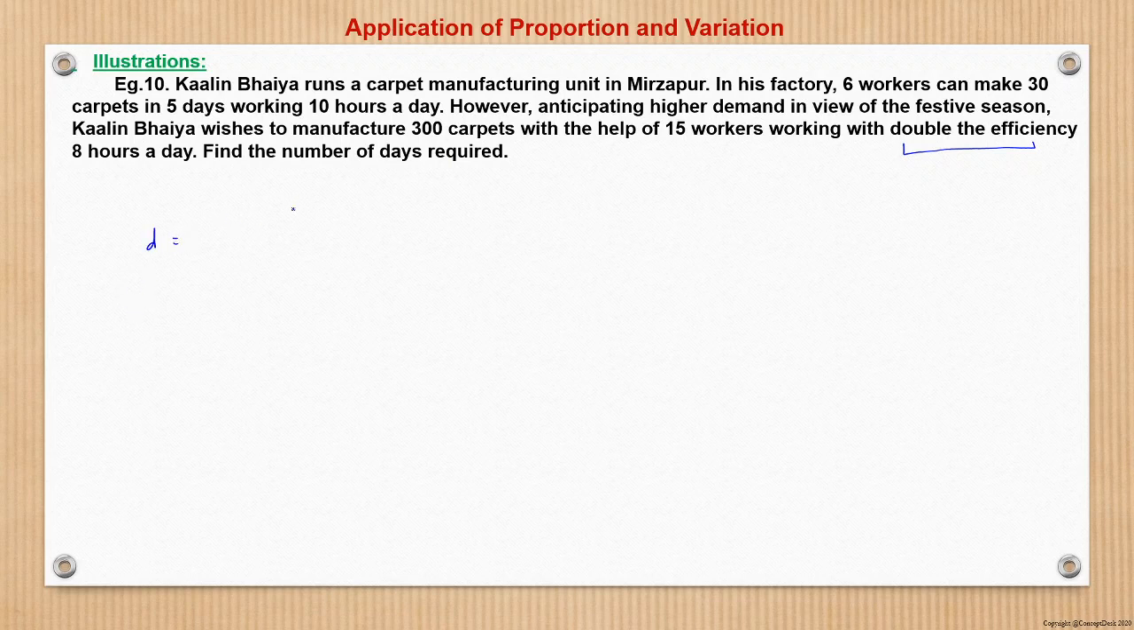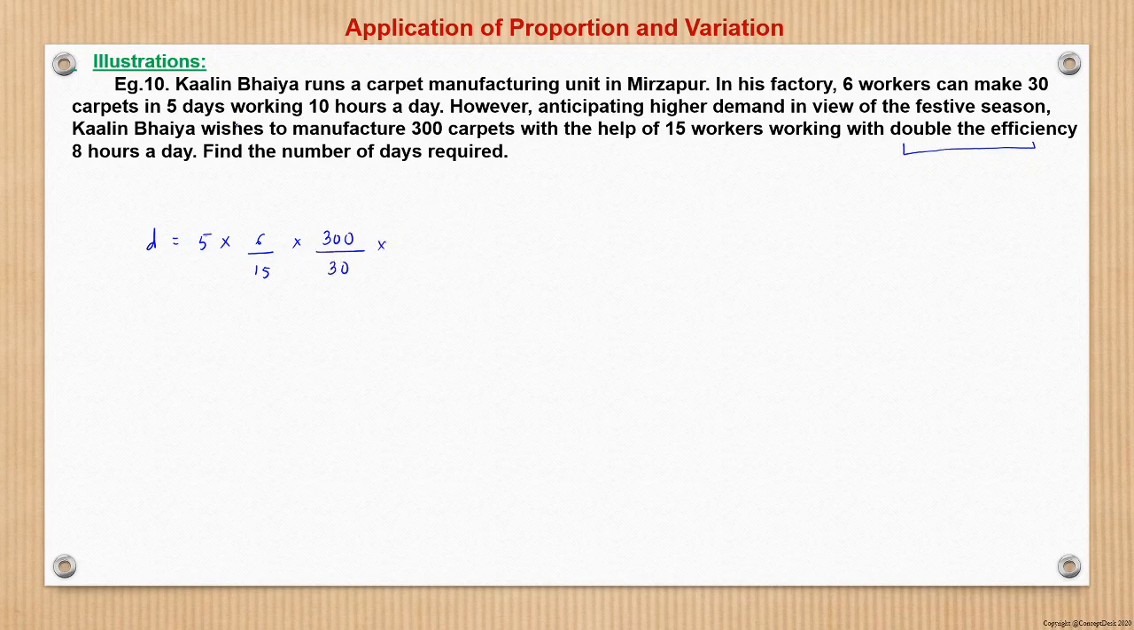So we have to find the number of days. Here the question is, what is the initial number of days? 5 days, right? Now we will apply the impact of different variables. Initially 6 workers, now 15 workers. More workers, fewer days would be required, an inverse relationship. So it will be 6 upon 15, a reducing impact. Then the second variable is number of carpets. More carpets, more days required. So it will be 300 upon 30.